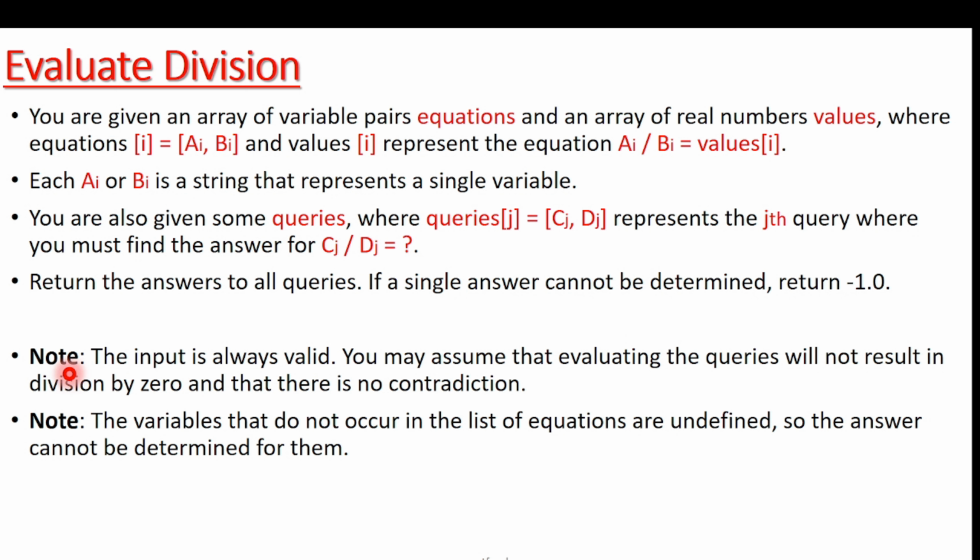We have to note that all the inputs are always valid. You cannot assume there can be a divisor of 0, and no contradiction will result in the value. Also, some variables may not occur in the list of equations, so they are undefined. If it were 0 divided by 0, that would cause an arithmetic exception.